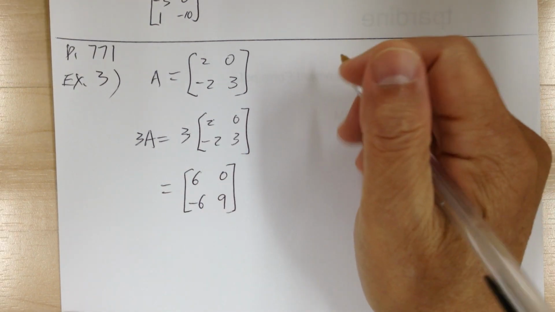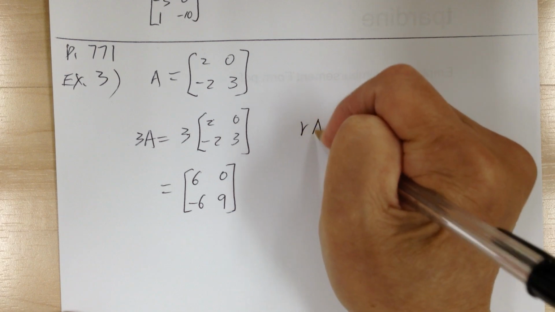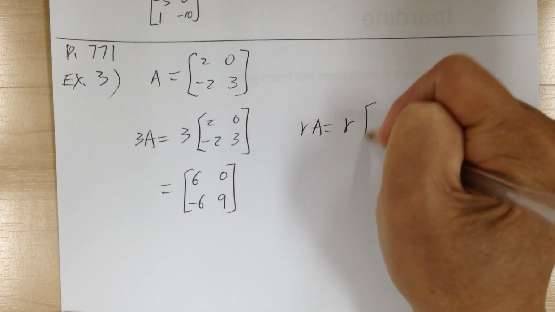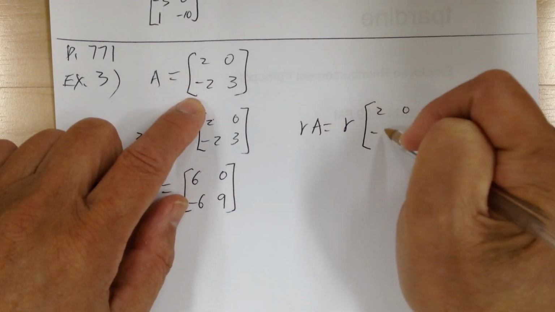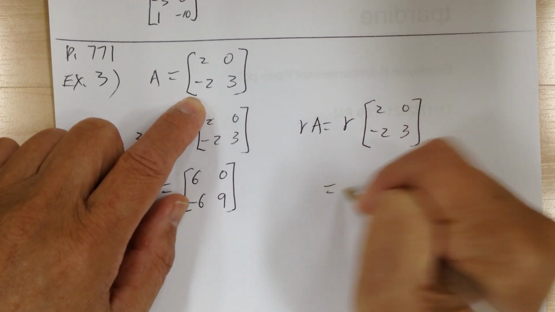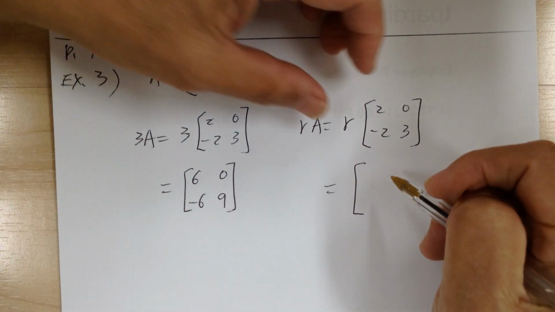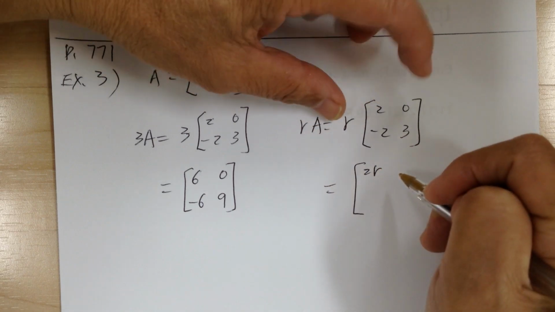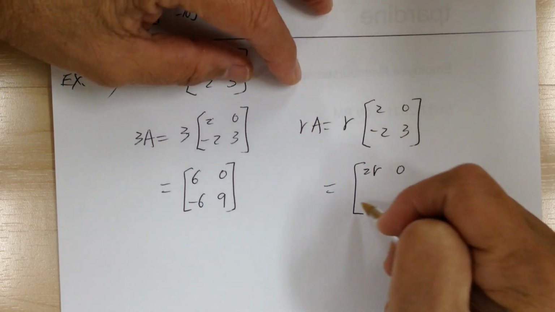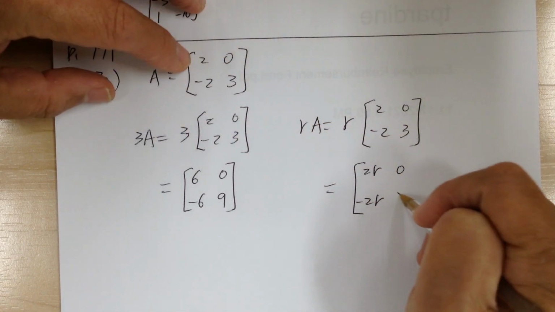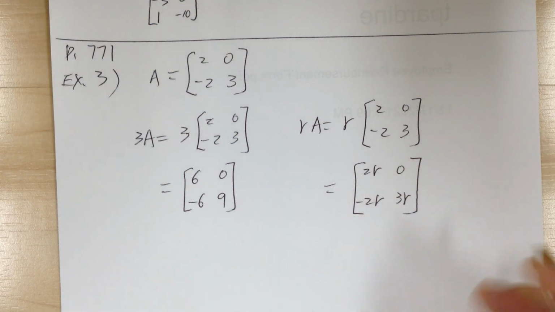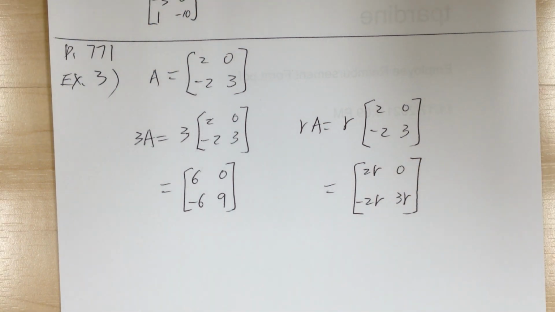Okay? Now when you have R times A, you just again distribute. So R times 2 is 2R. R times 0 is 0. R times negative 2 is negative 2R. R times 3 is 3R. Okay? And that's it. So again, the matrix is very simple. Okay, now there are more properties coming up on the next page.